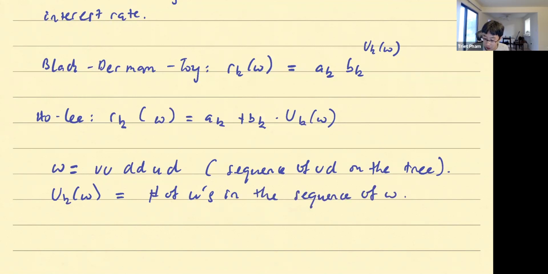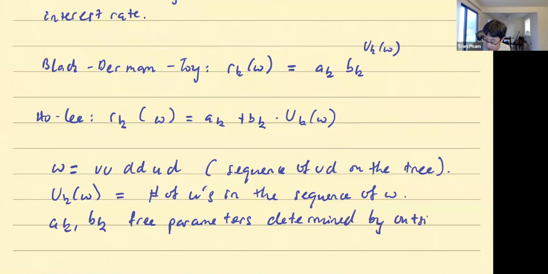All right. So this says that our interest rate is connected to the binomial up and down tree in some way. But then the AK, BK are free parameters determined by the model, determined by outside factors. Okay, so let me explain.